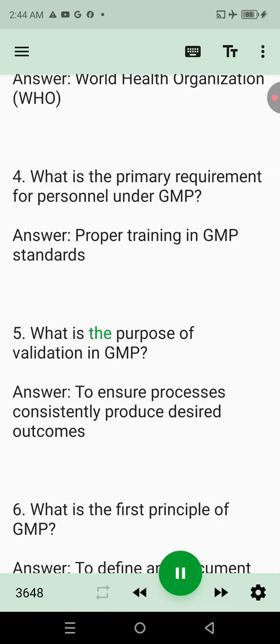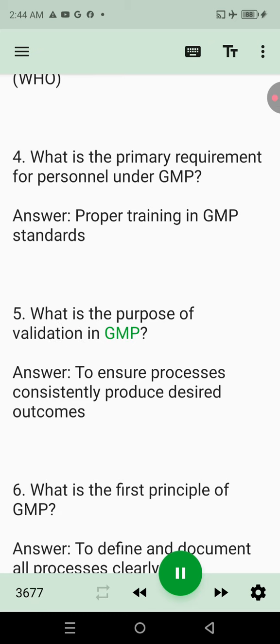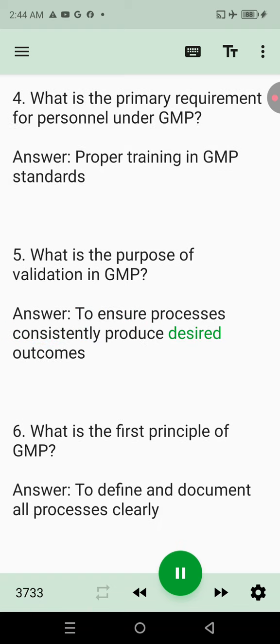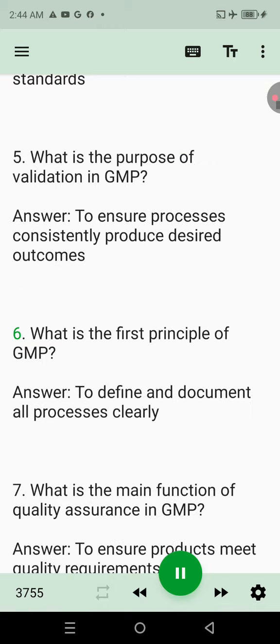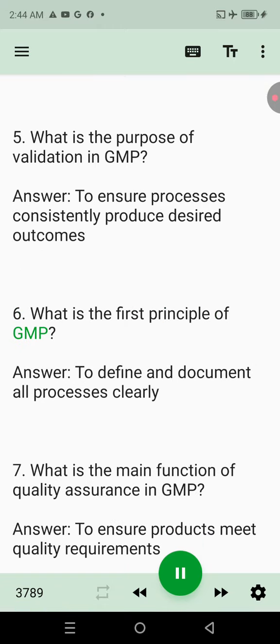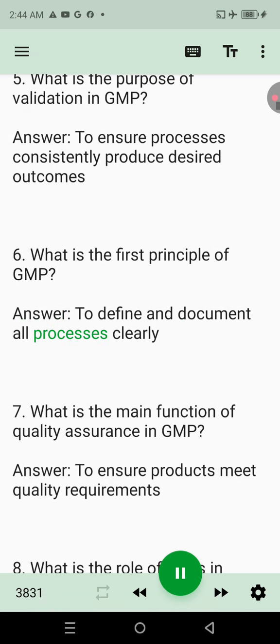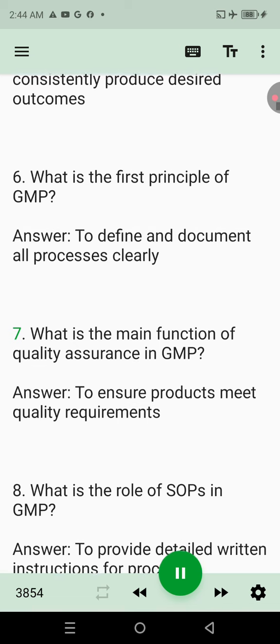5. What is the purpose of validation in GMP? Answer: To ensure processes consistently produce desired outcomes. 6. What is the first principle of GMP? Answer: To define and document all processes clearly.